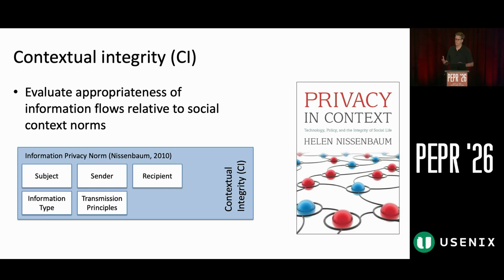Now, practically, the way contextual integrity works is it defines information flows through 5 parameters. What's the subject of the information flow? Who's the sender? Who's the recipient? What's the information type or types? And what are the transmission principles that govern this exchange of data? And those are then used to encode the privacy norms that come with that information flow.